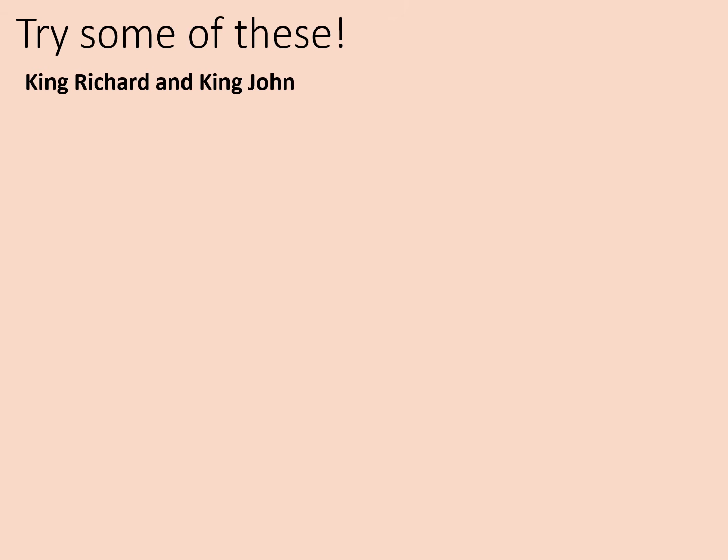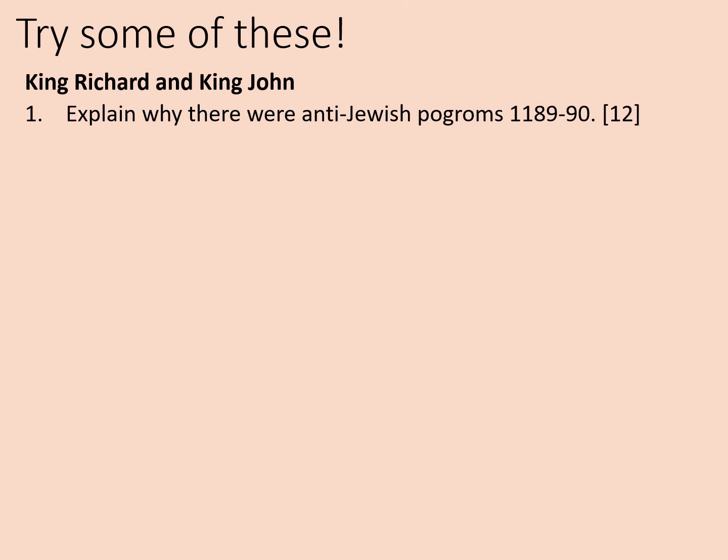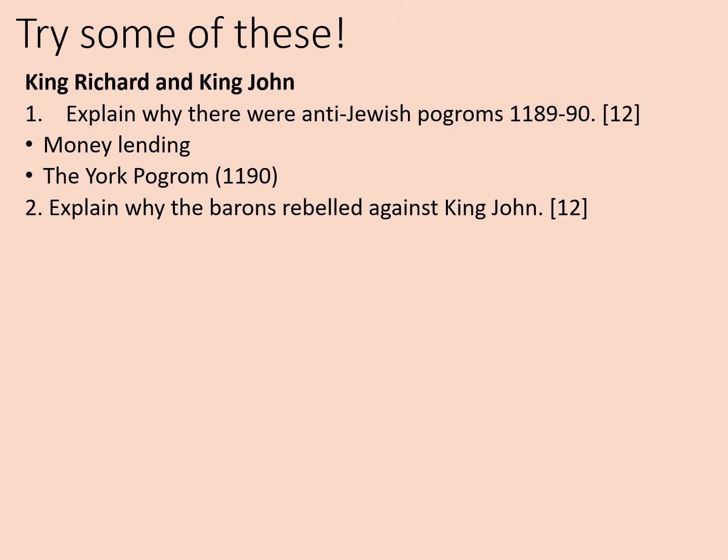How about these examples if you're studying King Richard and King John? Explain why there were anti-Jewish pogroms 1189 to 90, money lending, and the York pogrom of 1190 being your stimulus points. Or explain why the barons rebelled against King John, war with France, and taxation being your stimulus points.